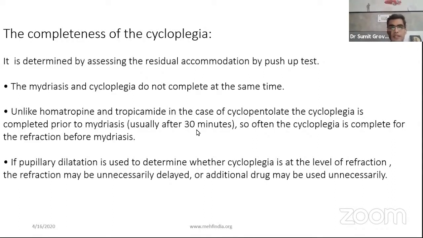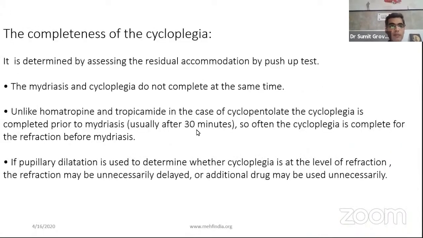So how do we assess? We can assess it by the residual accommodation by the push-up test. I believe that we all know what the push-up test is. The push-up test can be done by the pencil push-up test, and if we want to be more standardized, it can be done by the RAF ruler, which is the Royal Air Force ruler.